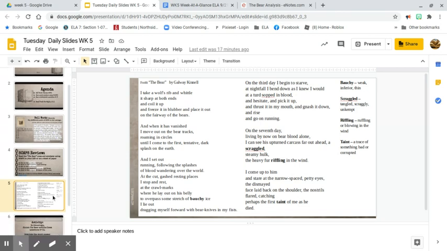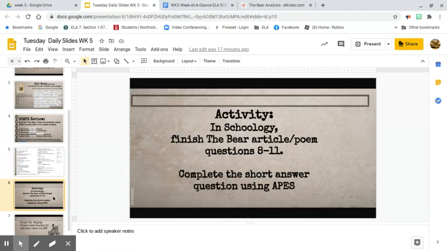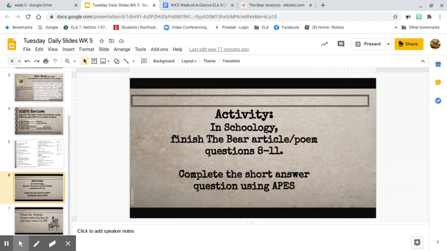So as you read this, and you may read it several times to understand what is happening, answer those questions using SOAPS. When you are done analyzing this poem, I would like for you to go back to Schoology and finish the Bear article poem questions that we started yesterday. So yesterday we did 1 through 7 over the Bear nonfiction article, and now we will be answering questions 8 through 11. There is a short answer. I would like for you to use APES as a checklist to write this response.